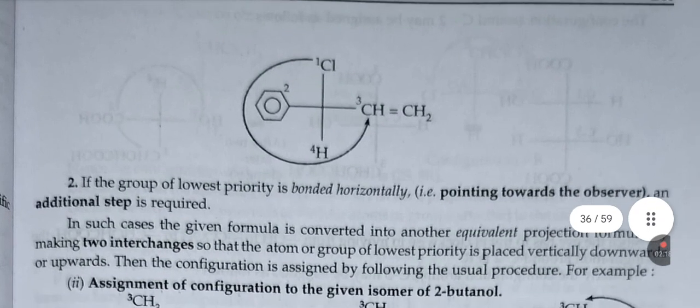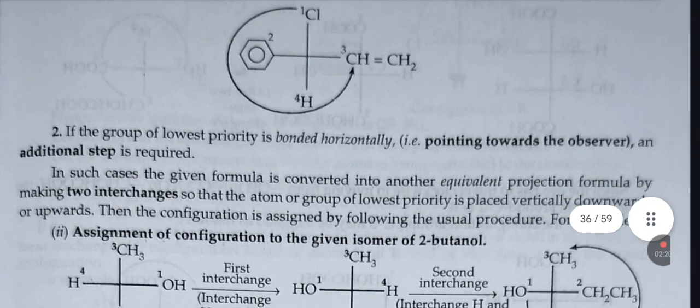therefore the configuration is S. Second, if the group of lowest priority is bonded horizontally, that is pointing towards the observer, an additional step is required. In such cases, the given formula is converted into another equivalent projection formula by making two interchanges so that the atom or group of lowest priority is placed vertically downwards or upwards. Then the configuration is assigned by following the usual procedure.